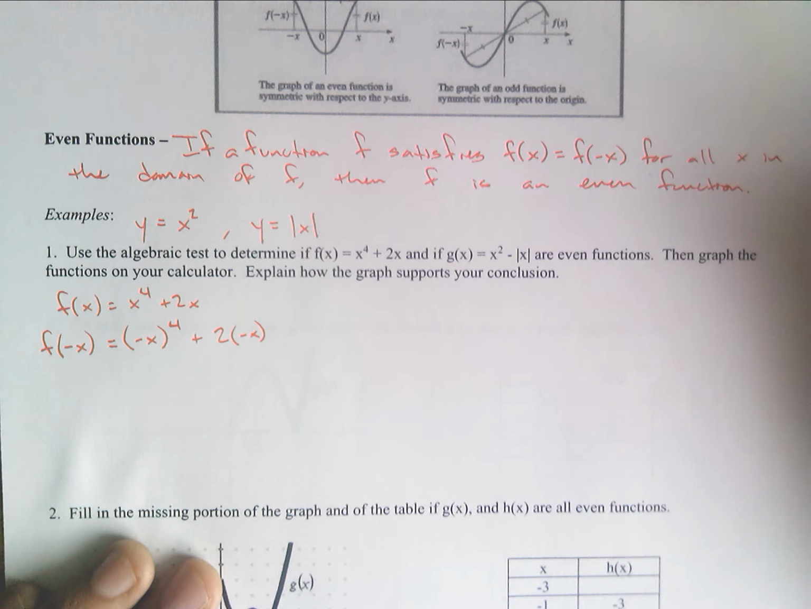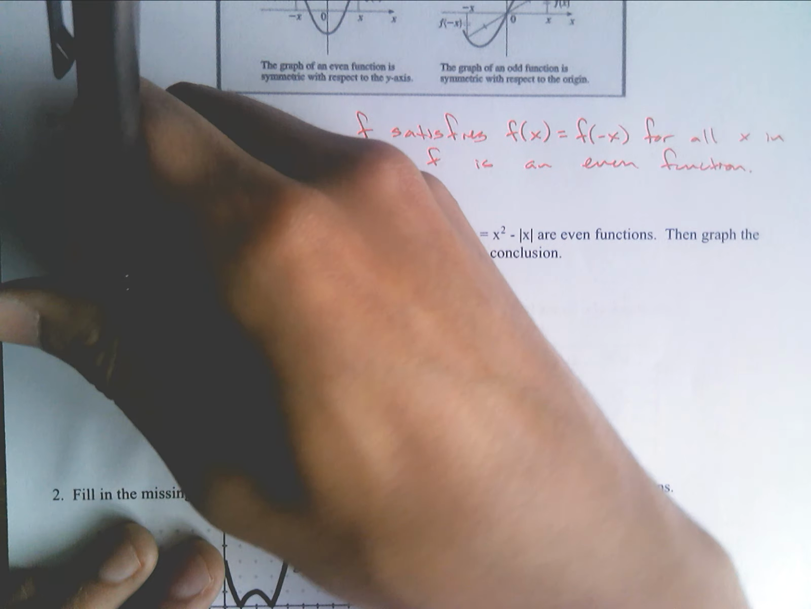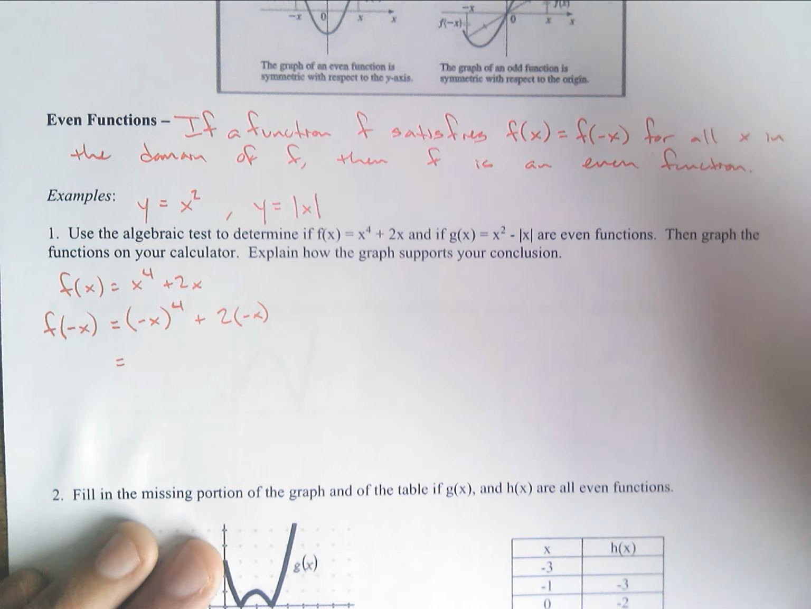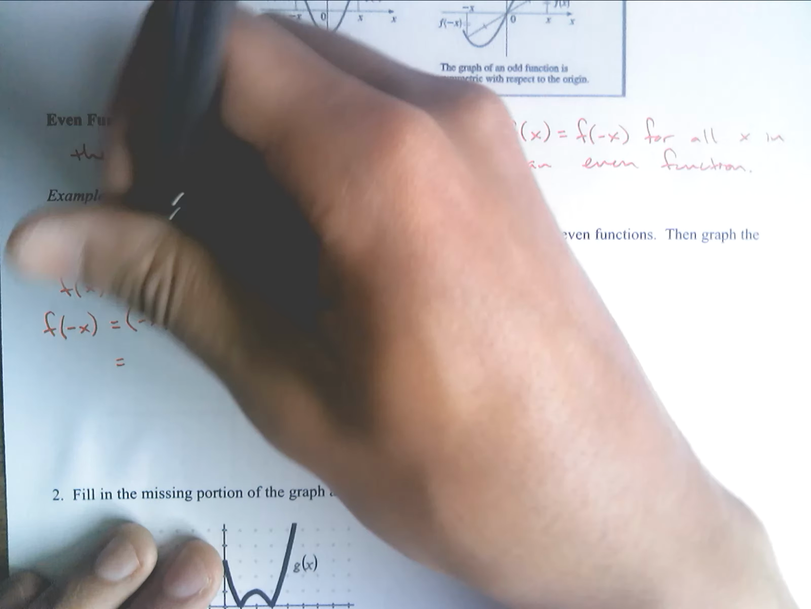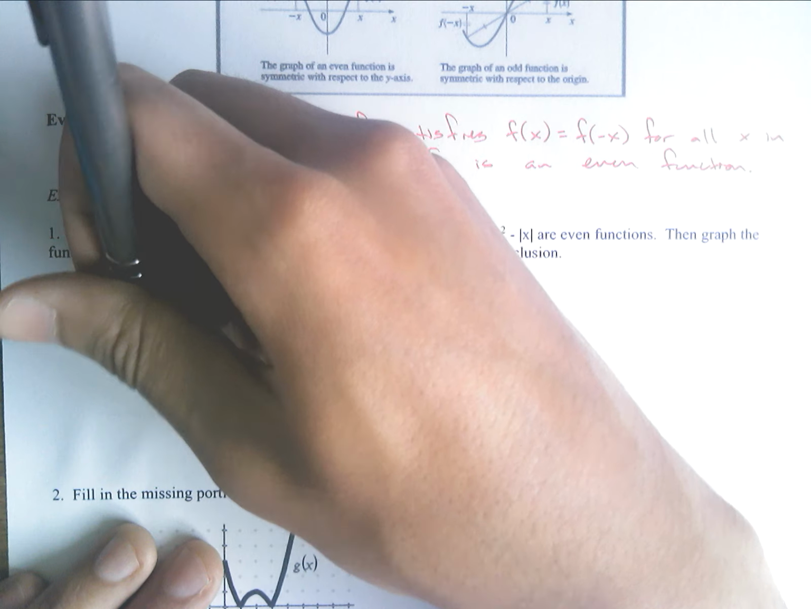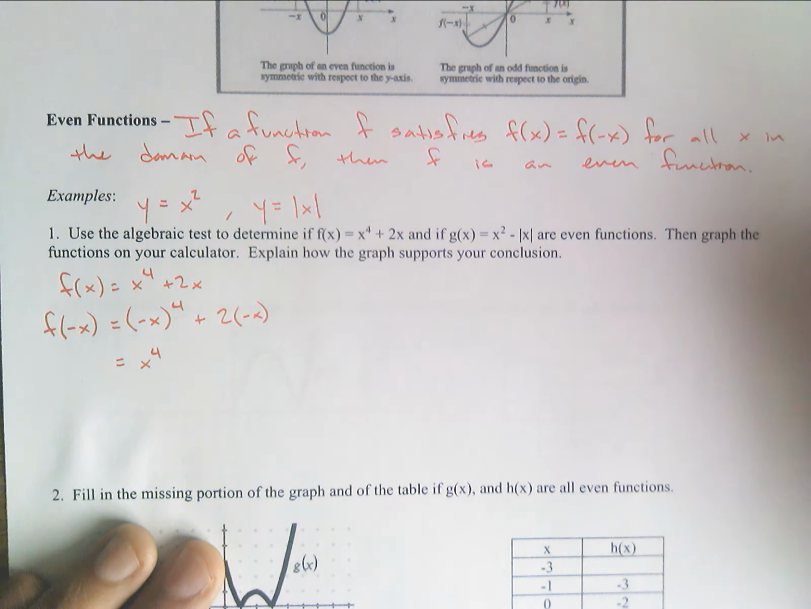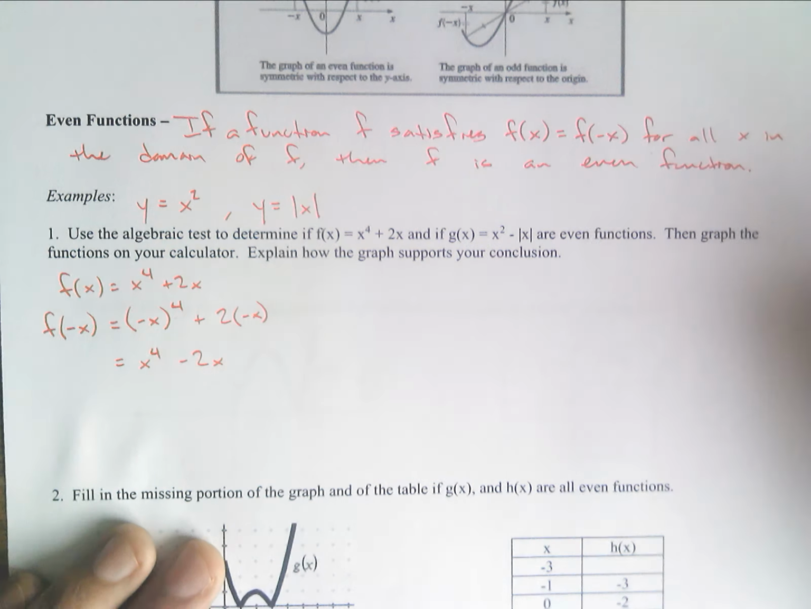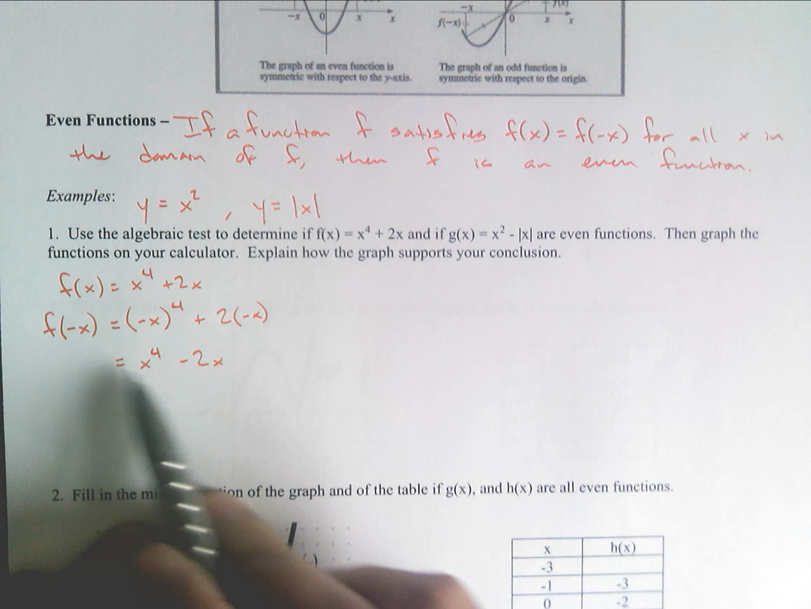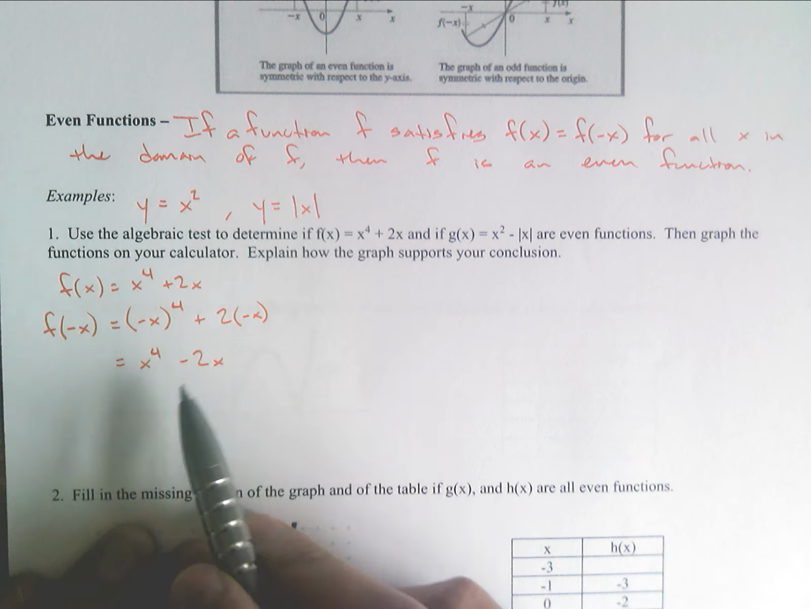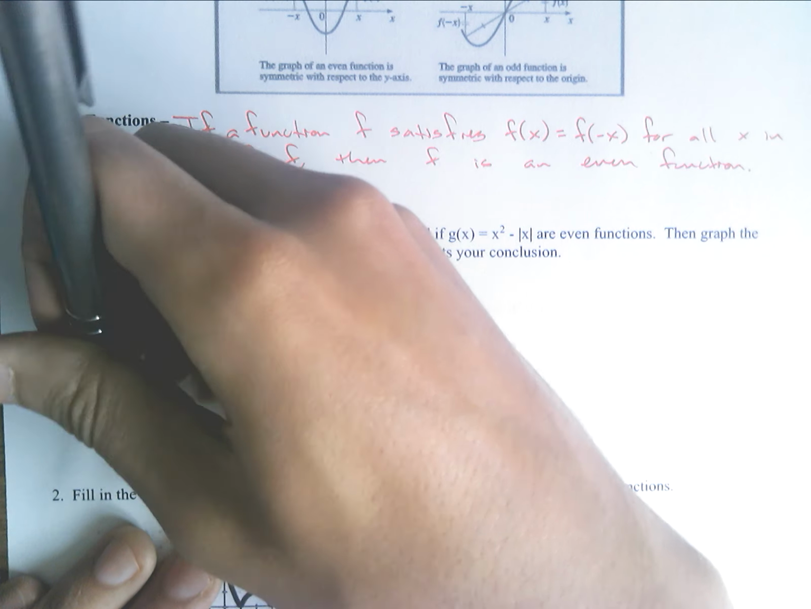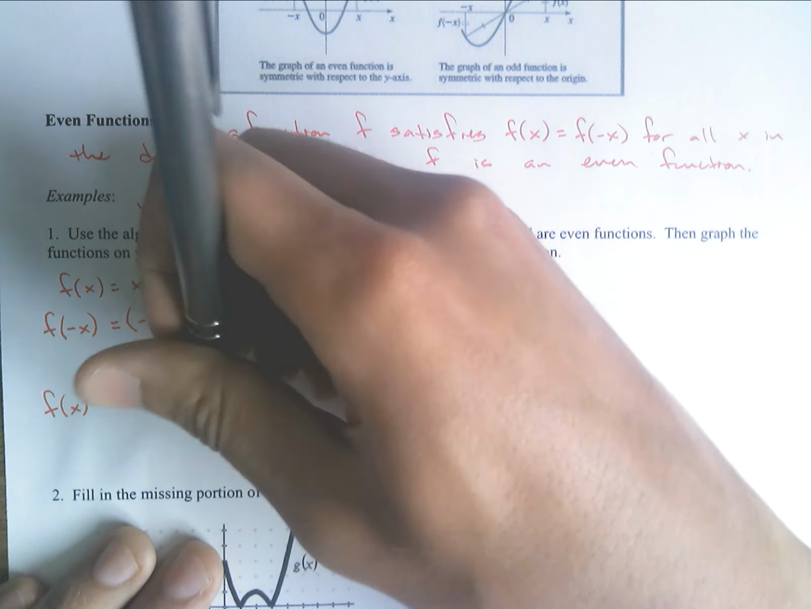Okay, we're going to simplify this. Negative x to the fourth is equivalent to just positive x to the fourth, right? We have an even power, so that deals with that negative. So we have x to the fourth, and then 2 times negative x, that's minus 2x. Now, is f of negative x the same as f of x? It's not. We have different signs here. So we can say f of x is not an even function.